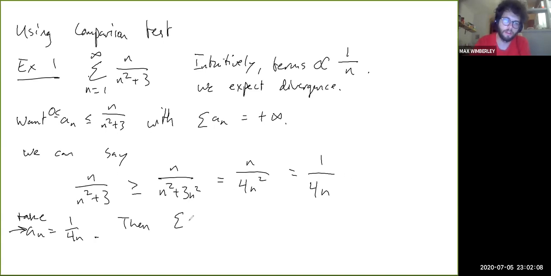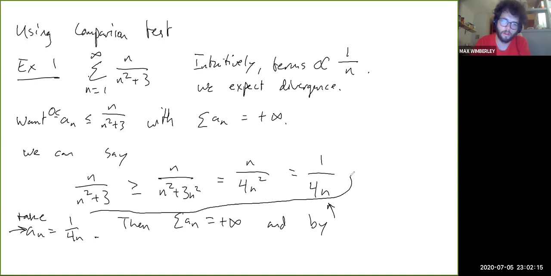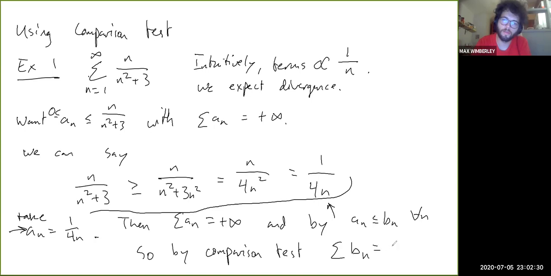So then the series of a_n is plus infinity, and by this logic here, we know that a_n is less than or equal to b_n for all n. So by the comparison test, we see that the sum of b_n is infinity, okay? So that was using the comparison test to show divergence. Let's just look at an example where we show convergence instead.